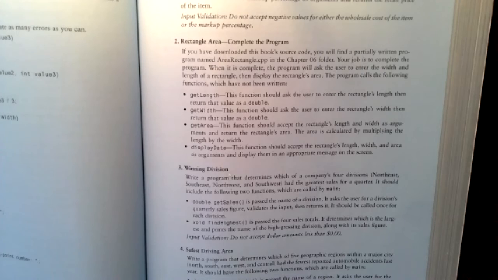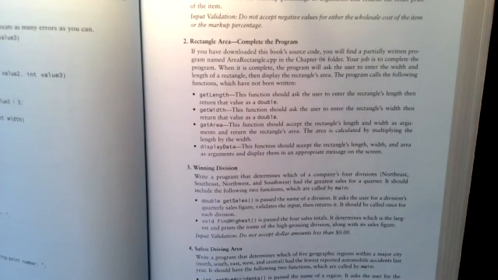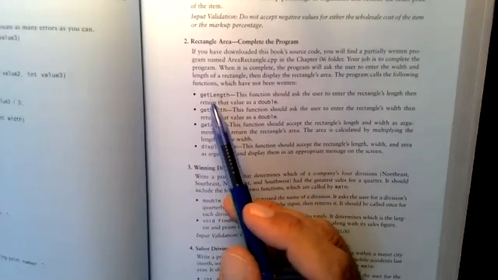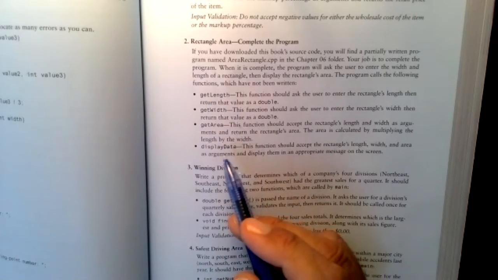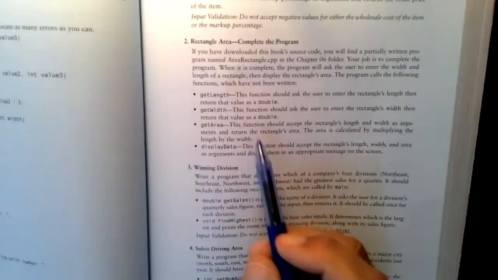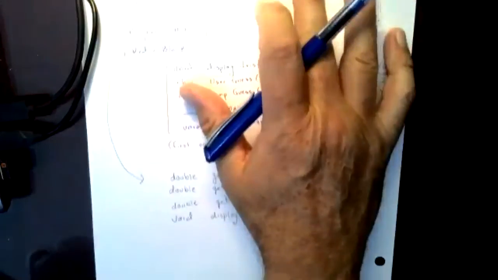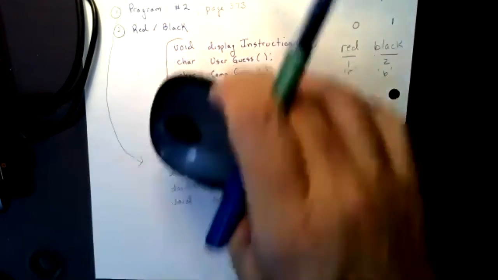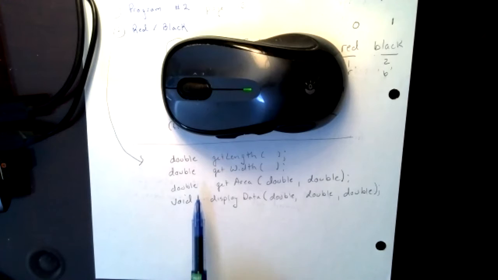I'm looking at number 2, the rectangle program. Not so bad. I want to have 4 functions. One that gets the length, one that gets the width, one that gets the area, and then one that just displays everything. So that's going to be the first program that you're going to do. And again, if I look down here at the bottom, I'm seeing 4 prototypes.